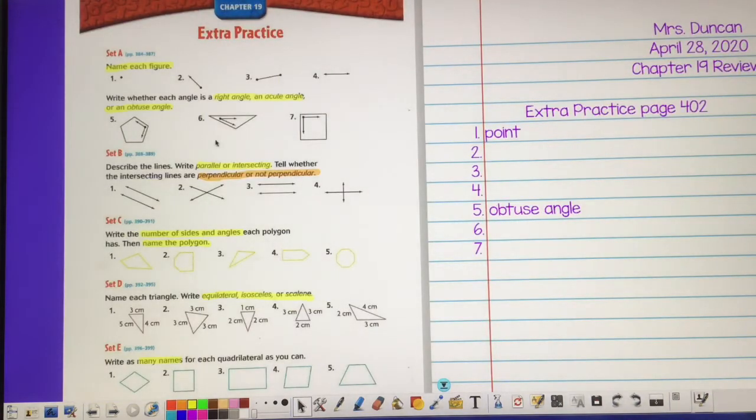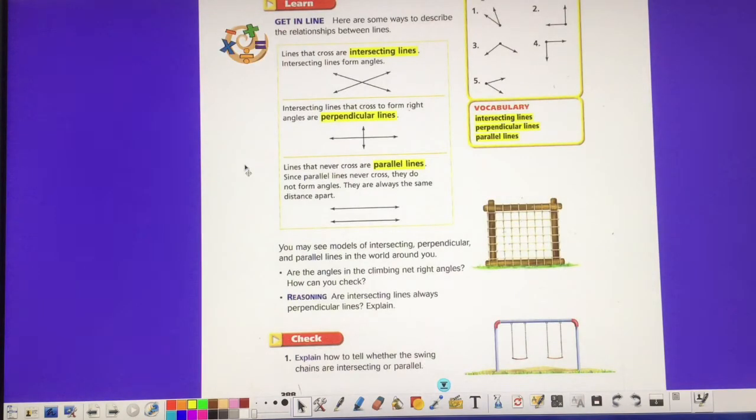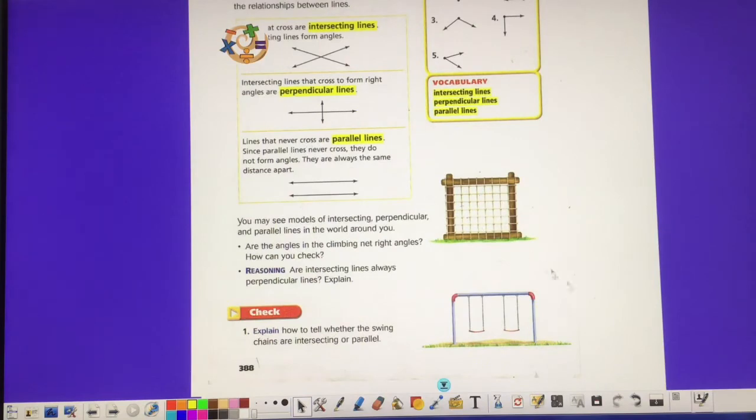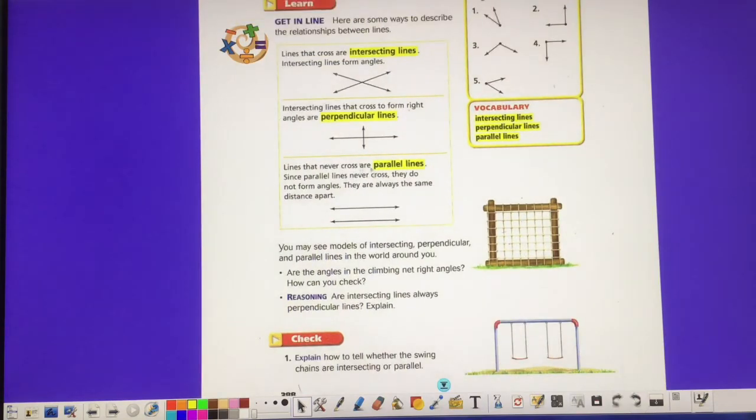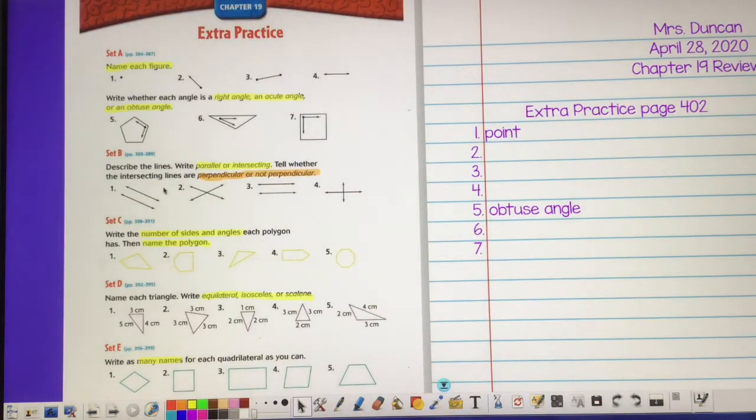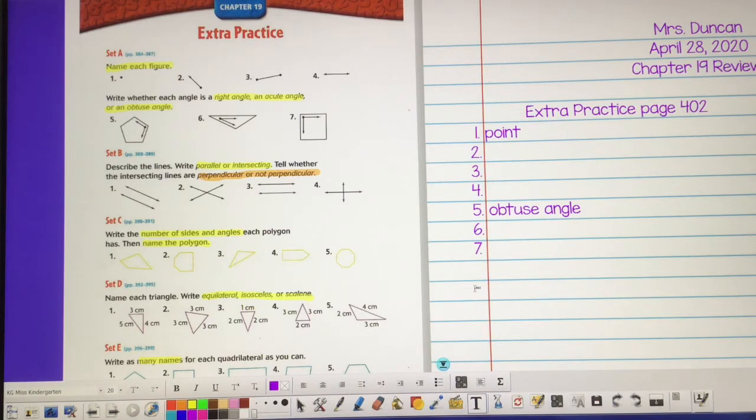Now, with that, I have 2 parts to this. If they're parallel, I'm just going to write parallel. But if they're intersecting, I have to write whether they're perpendicular or not perpendicular. And look, on page 388, you can see perpendicular, when they cross, they form right angles. So let's go ahead and go back. Number 1, taking a look at those lines, I don't think they cross at all. So that means they are parallel. And all I have to write is parallel.